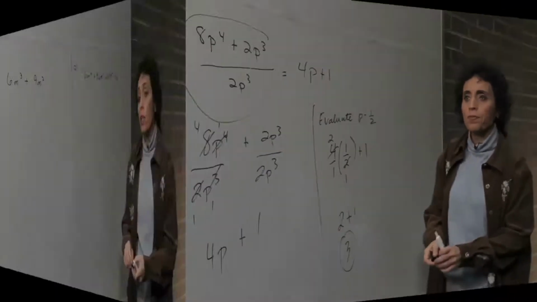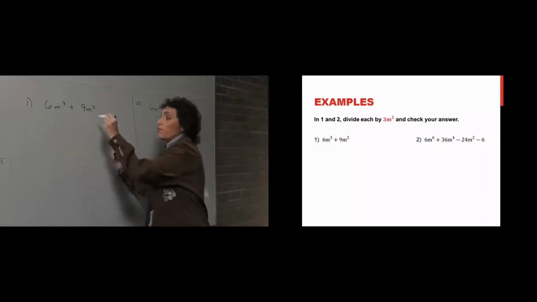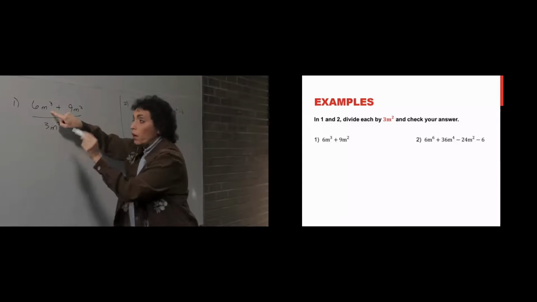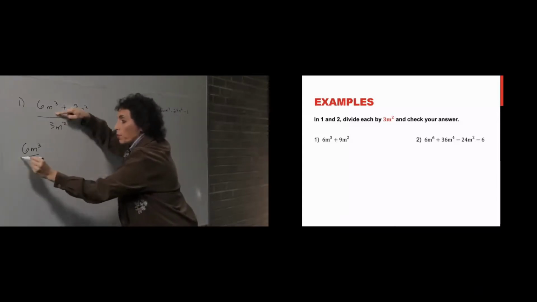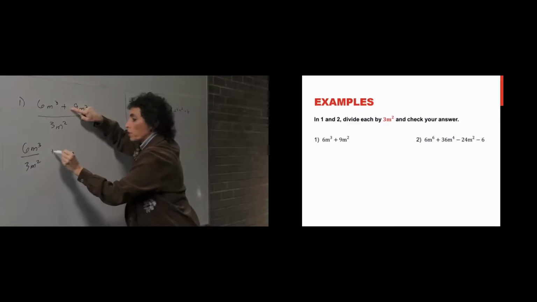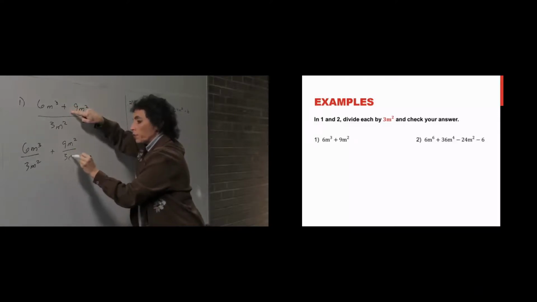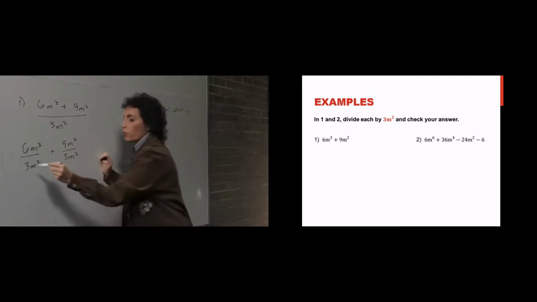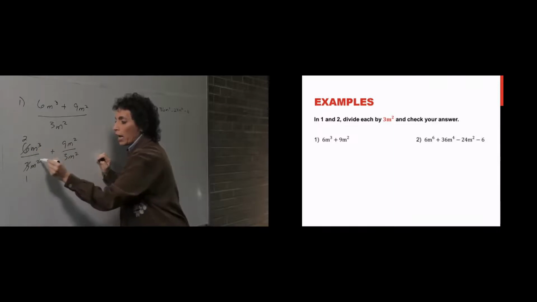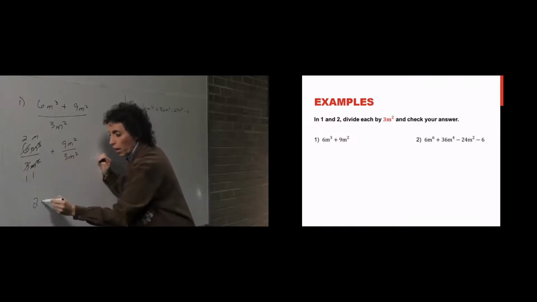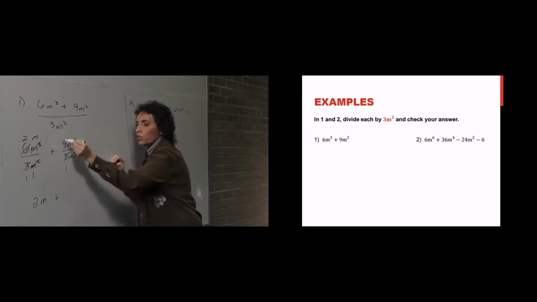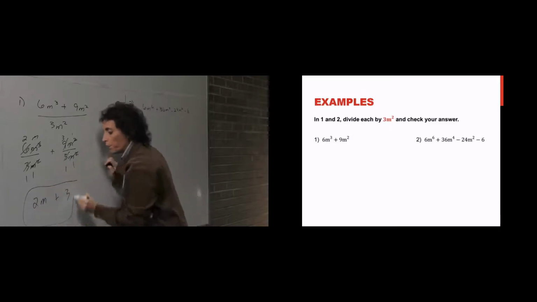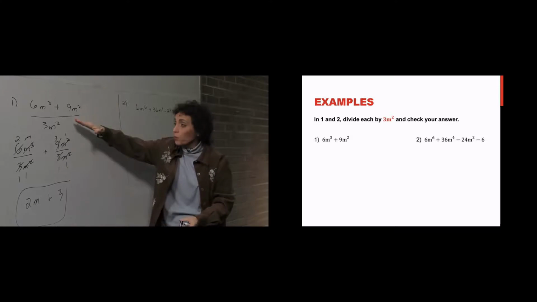Let's try some problems. All right, we're going to take this polynomial, and we want to divide it by 3m squared. That's our goal. So here's what we're going to do. We're going to take each term of the polynomial, 6m cubed divided by 3m squared, plus 9m squared divided by 3m squared, and I'm going to reduce each one. So 3 goes into 3 once, 3 goes into 6 twice, and there's an m left upstairs. So that's 2m plus 3 goes into 3 once, 3 goes into 9 3 times. That's 3, and the m squareds cancel. So that's equal to 2m plus 3. Done. Each term of the polynomial divided by the monomial.